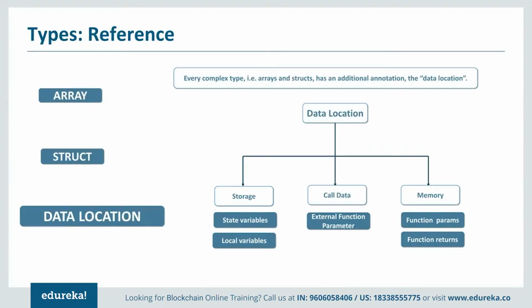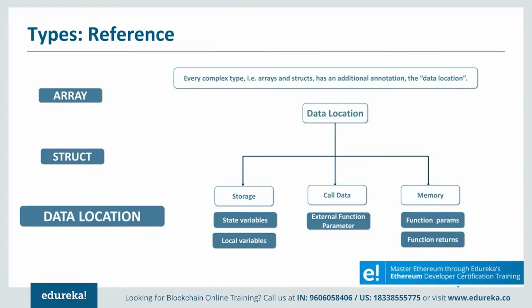There is also a third data location called call data, which is a non-modifiable, non-persistent area where function arguments are stored. Function parameters of external functions are also forced to call data and behave mostly like memory.